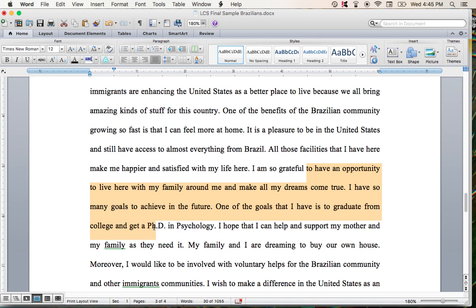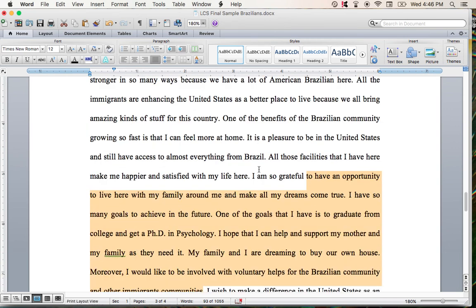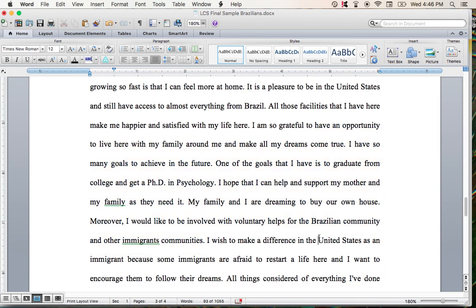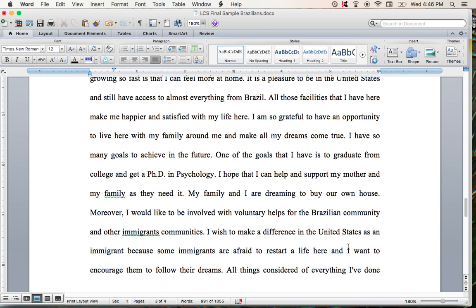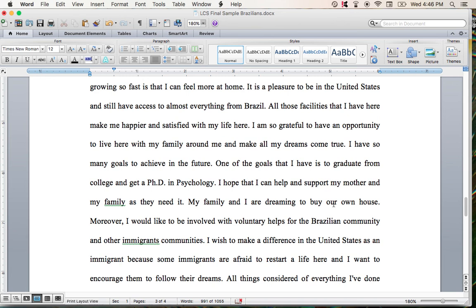One of the goals that I have is to graduate from college and get a PhD in psychology. I hope that I can help and support my mother and my family as they need it. My family and I are dreaming to buy our own house. Moreover, I would like to be involved with volunteering or helping the Brazilian community and other immigrant communities. So in this paragraph, she talks about the future, and especially her own future, her goals to get a PhD in psychology, to buy their own house, and she wants to volunteer within the Brazilian community. So that's how she chose to organize it.